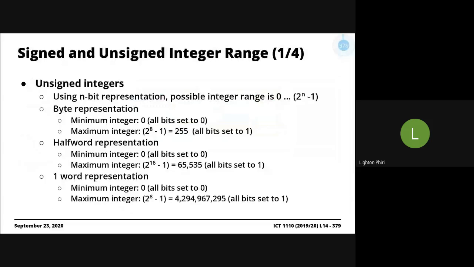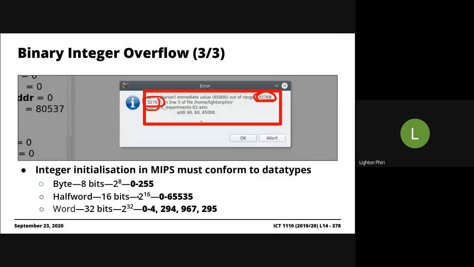So again, just looking at the range of numbers for unsigned integers here, we're talking about 0 to 65,535, that is 0 to 2 to the power 16 minus 1. If you're dealing with a word, which is 32 bits here, it would be 0 all the way up to 2 to the power 32 minus 1, right? These are the ranges of integers that you're working with.